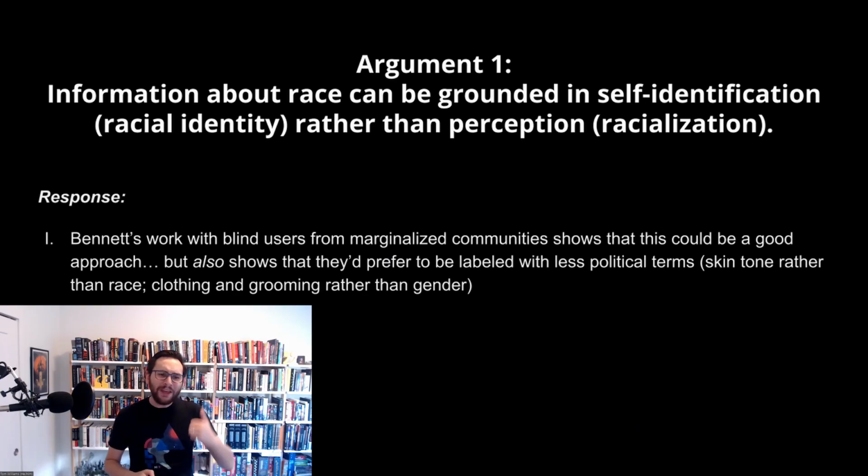Now, there are some reasonable counter-arguments to everything I've said so far. You could say, well, information about race could be grounded in self-identification, that is racial identity, rather than perception, that is robot racialization. I would say that Cynthia Bennett's work with blind users, for example, from marginalized communities, shows that this could be a good approach. But it also shows that at least people from those communities prefer to be labeled with less political terms. For example, using skin tone rather than race, and clothing and grooming rather than gender.